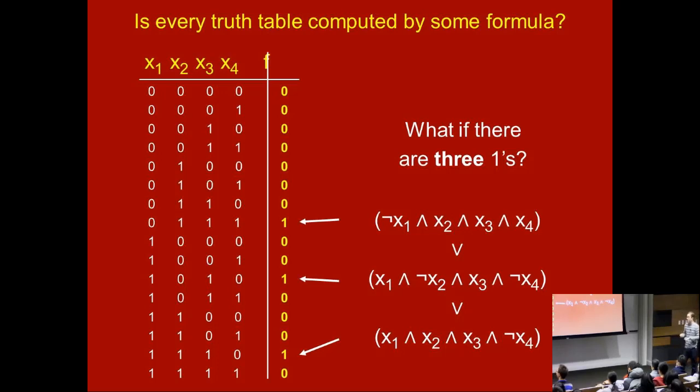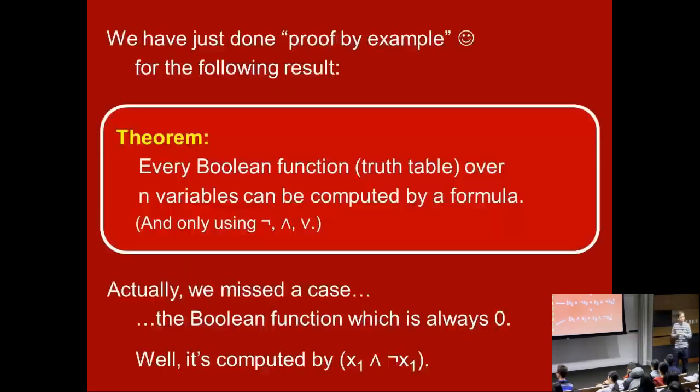What if there are three 1s? I mean, we just took care of a lot of cases. I hope this is clear, right? If you have three 1s, you make a big AND that's true for this string, a big AND that's true for this string, a big AND that's true for this string, and you can OR them all together.